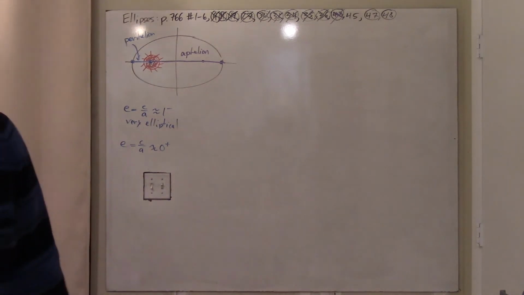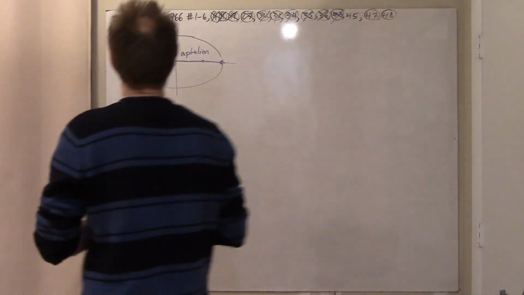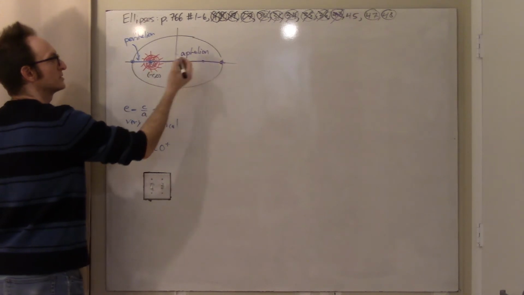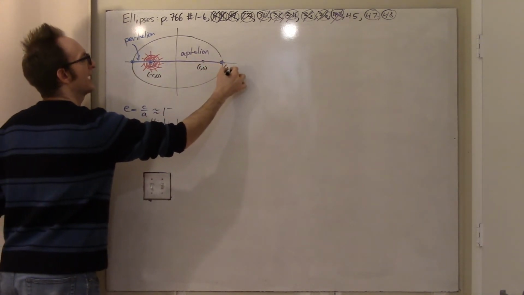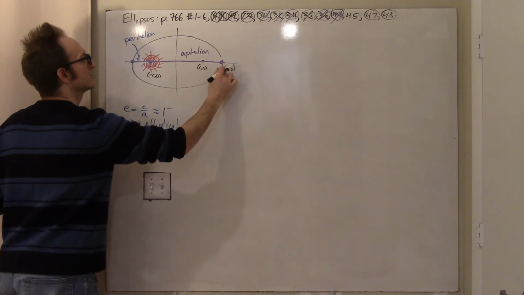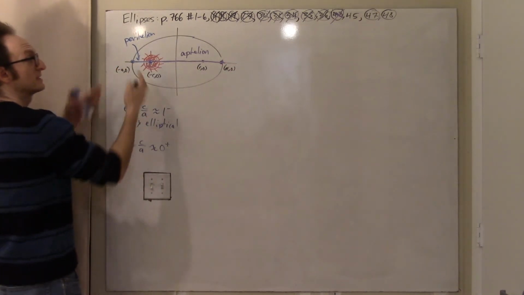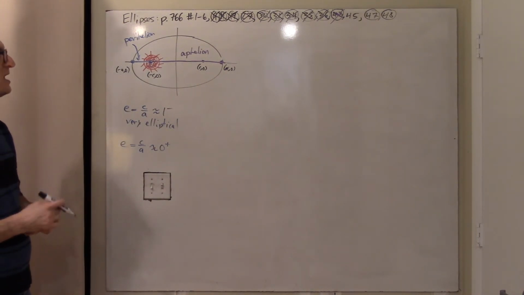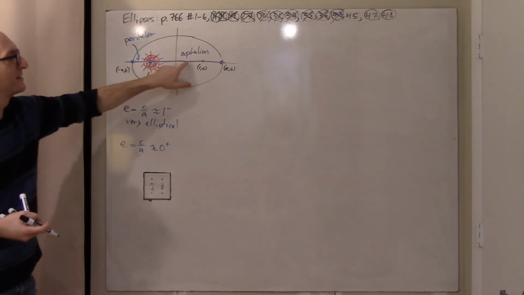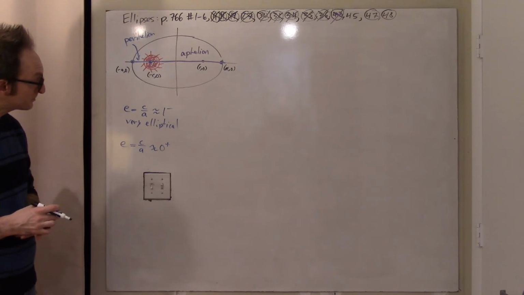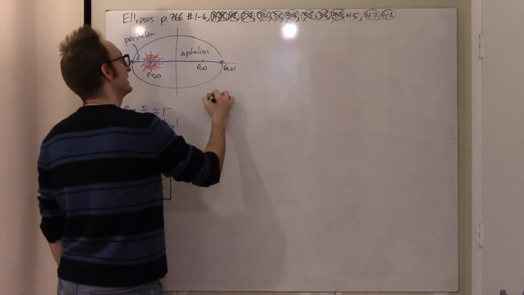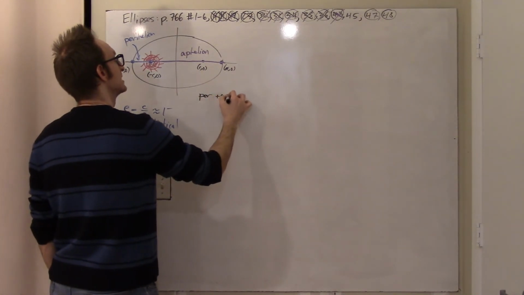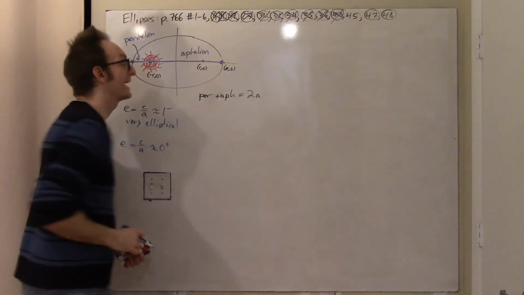Okay, so basically there's not a lot of math going on in this problem. What you have to realize is that if this point is at, say, negative c comma 0, and that's c comma 0, and that's a comma 0, the entire major axis has length 2a. So when you add up the perihelion and the aphelion you get the major axis. That's one thing. The perihelion plus aphelion is just 2a, the length of the major axis.